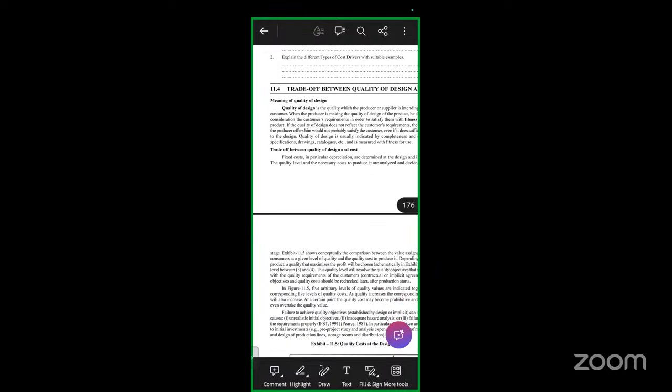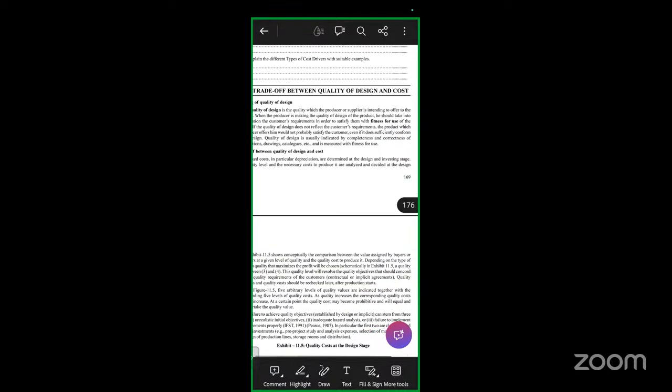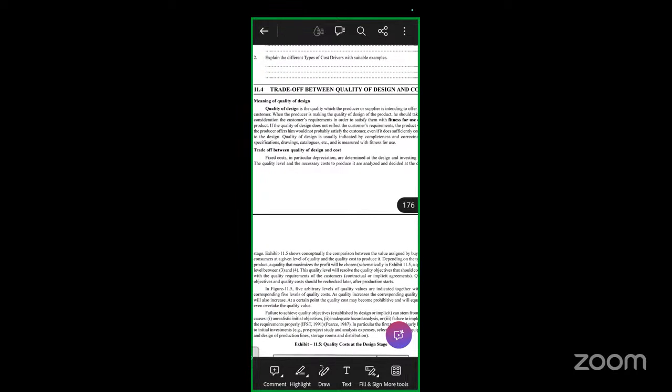So here there is a trade-off between quality of design and cost.